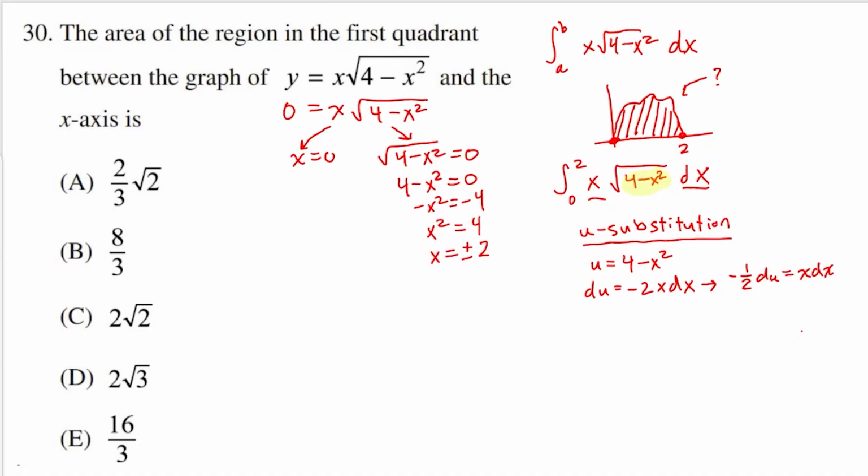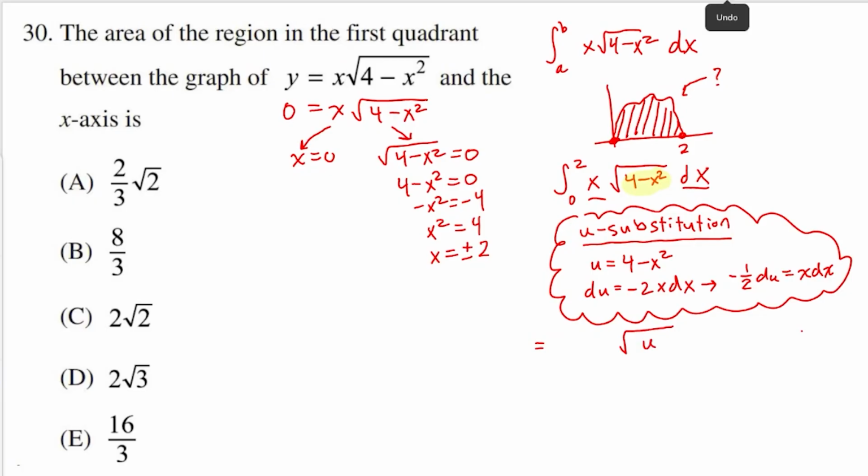So now let's go ahead and make our u substitution, replacing 4 minus x squared with u, and replacing x dx with -1/2 du. So this is going to be the integral from not 0 to 2 anymore. We can find the new boundaries under this u substitution by plugging in 0 and 2 into our u equation. So 4 minus 0 squared would be 4, and 4 minus 2 squared would be 0. So we have this new integral from 4 to 0 of -1/2 square root of u du.